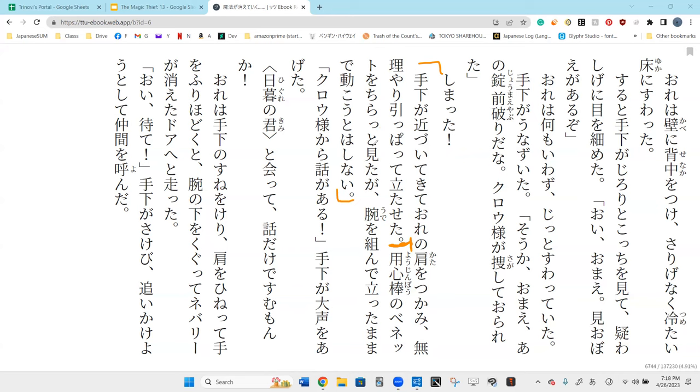Yojimbo no Veneto o Chirato Itaga Udeo. Unde, tatsta, This is a small two. Hi. mama de, ugo, ugo to wa hashinai, ugo, ugo to hashinai.